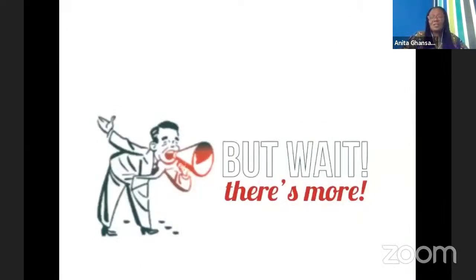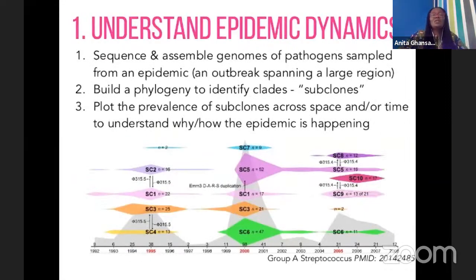You may think that is all. No, there's still a lot more that we can do with whole genome sequencing or NGS. We can use it to understand the dynamics of infections. So if you sequence and assemble your genomes, and then you build your phylogenetic tree, you can plot the prevalence of these subclones across space and time to understand how and why the epidemic is happening. For public health, this is one interest.